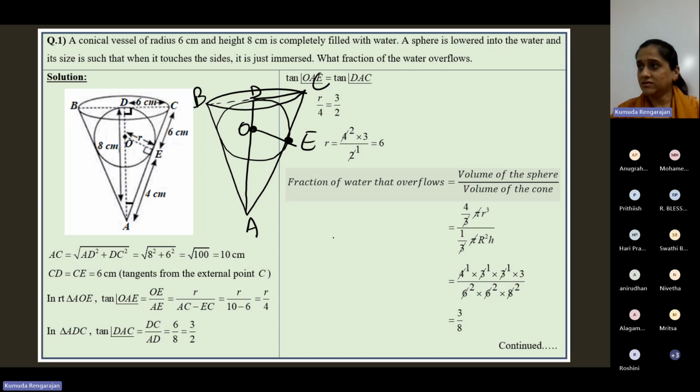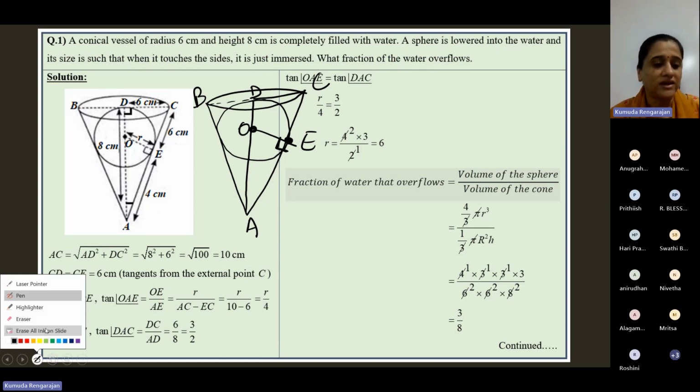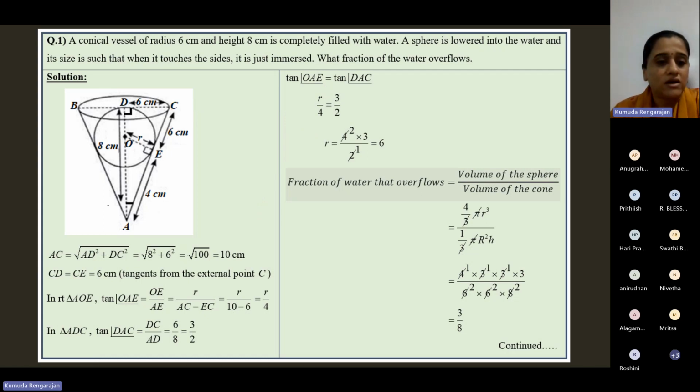A, B, C, D. O is the center of the sphere. E is the point of contact because AC acts as a tangent. And EO is the radius through the point of contact. So we use the theorem which says that the tangent and the radius through the point of contact are perpendicular to each other. So we have 90 degrees here. Now we have two right triangles. One right triangle is ADC and the other one is AOE. ADC is right angled at D, and AOE is also right angled at E.